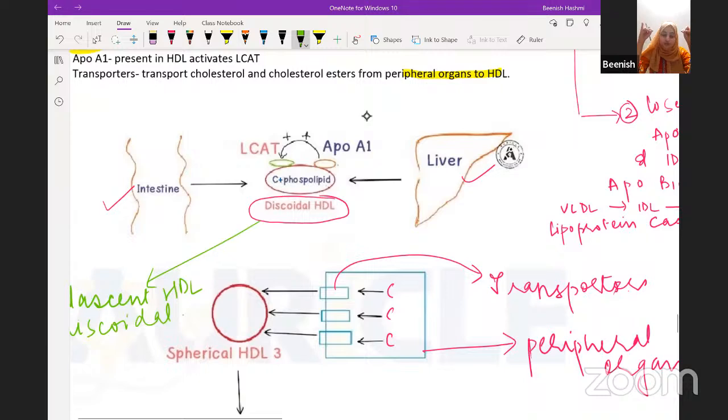as it is rich in cholesterol and phospholipids. Since cholesterol and phospholipids are amphipathic, anything amphipathic cannot form a spherical structure. They are always present like the plasma membrane, in the form of a bilayer. So this is discoidal. Now what happens? Your ApoA1 activates the LCAT activity. So you can see the ApoA1 activates it.